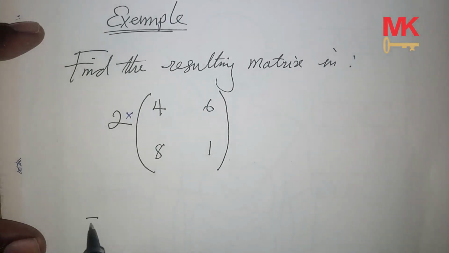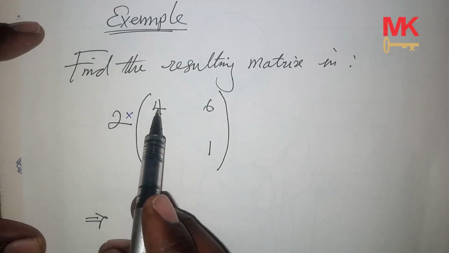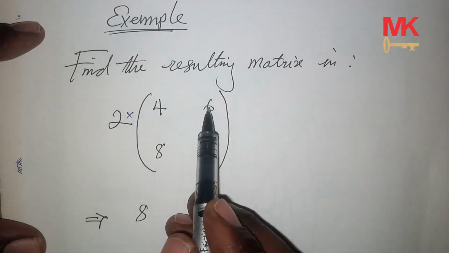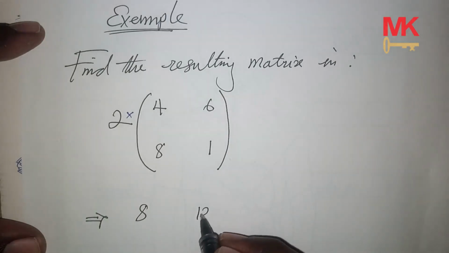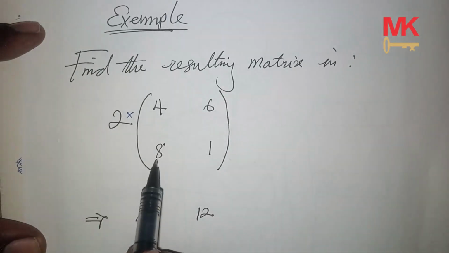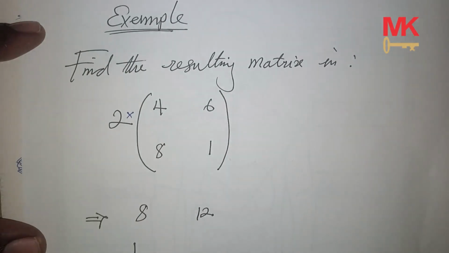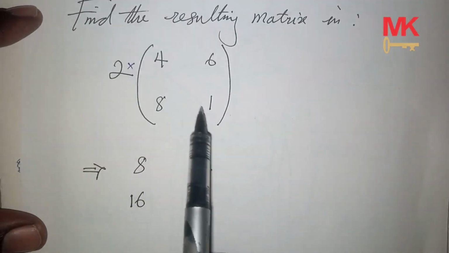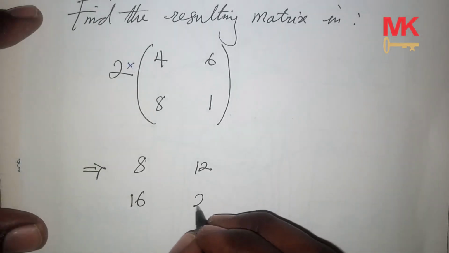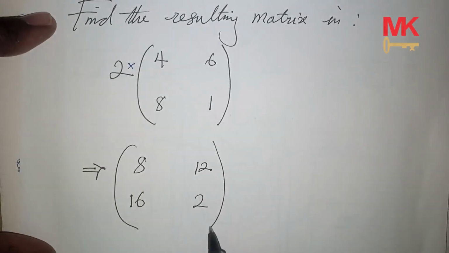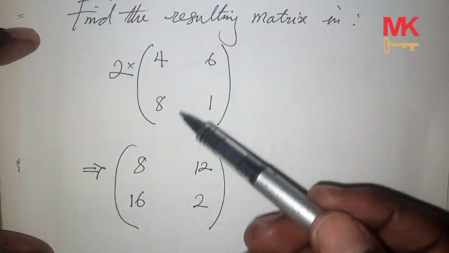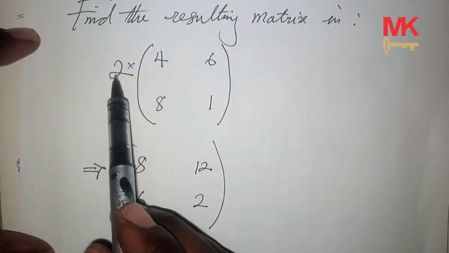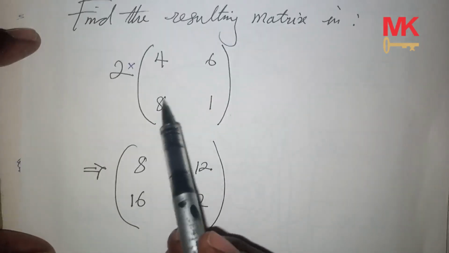So let's go now. So this implies 2 times 4 gives us 8. The same 2 times 6 gives us 12. And then 2 times 8 gives us 16. And 2 times 1 gives us 2. So this is how we carry out scalar multiplication of matrix. Again, this is called scalar multiplication because a single number is multiplying a whole matrix.